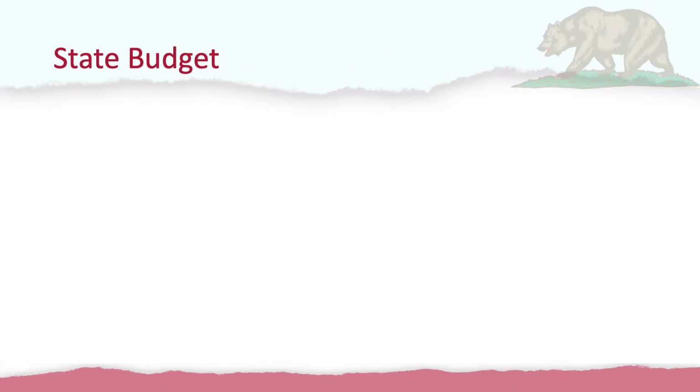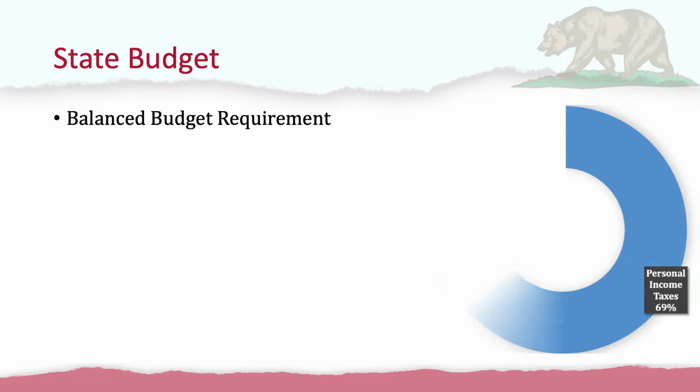By law, the California state budget, like the budgets of nearly every state in the country, must balance. That is to say, state spending cannot generally exceed state revenues. California state tax revenue comes from a variety of sources, but personal income taxes represent the single largest share, comprising nearly 2/3 of all tax revenue raised.